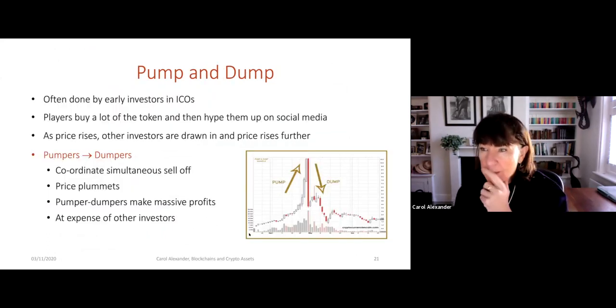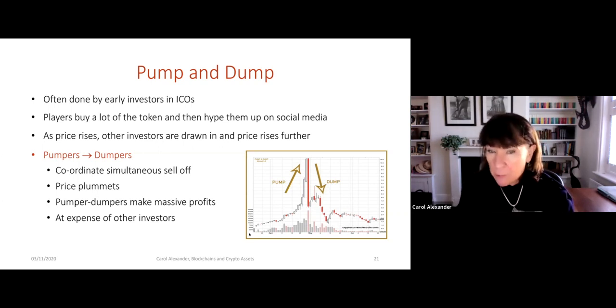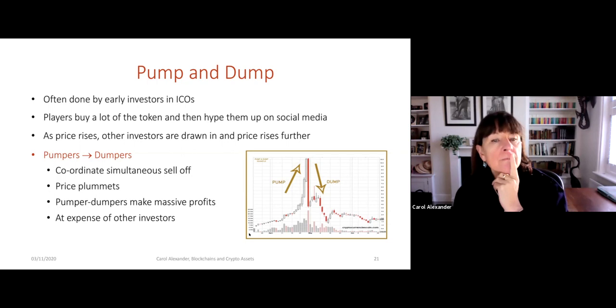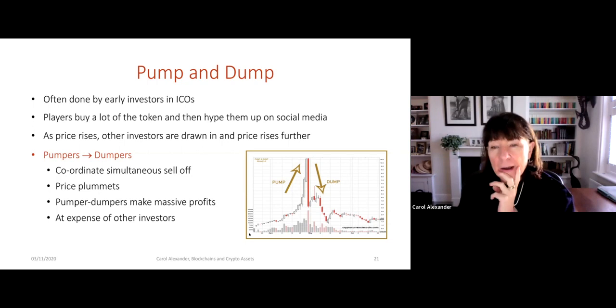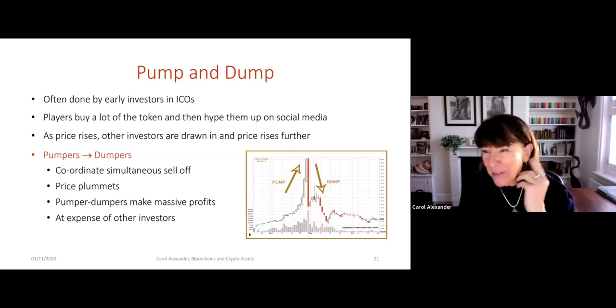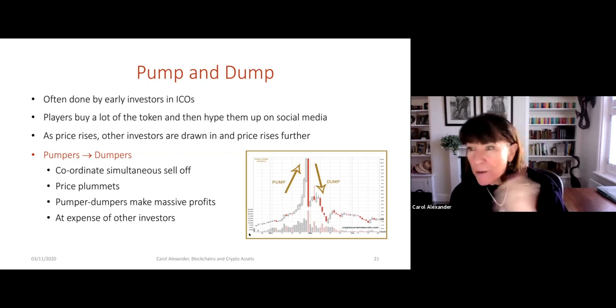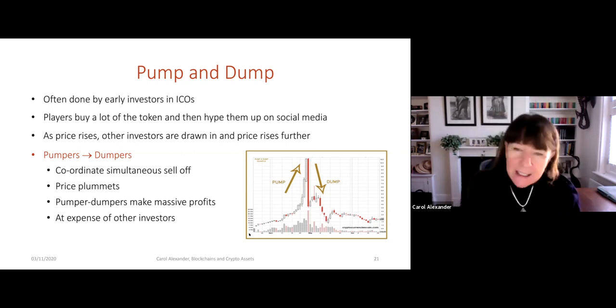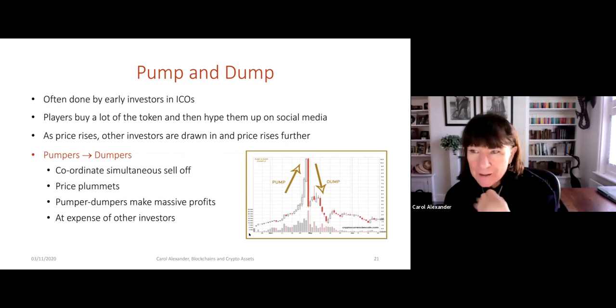Another form of price manipulation is pump and dump. This is often done by early investors in initial coin offerings. What they do is they buy a lot of the token in the pre-sale if they can. And the pre-sale is always cheaper, as we know. And then they hype up the coin on social media. A lot of that was happening 1 or 2 years ago. My nephews and friends were saying, "Oh, have you heard of this token? It's absolutely amazing. Look at the website. Look at the white paper," and all this sort of thing.